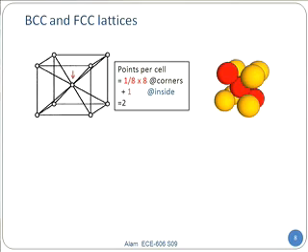What about that 1? Well, the 1 is the one that is sitting in the body, and that is not being shared with anybody. So I have 2, and the number of points per cell is 2 for body-centered cubic.